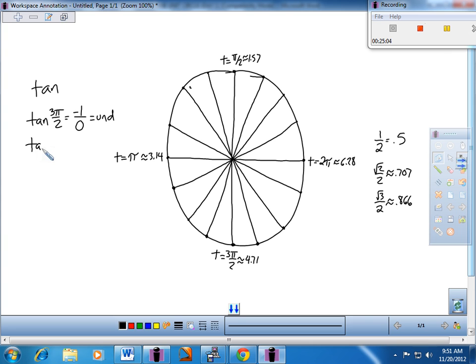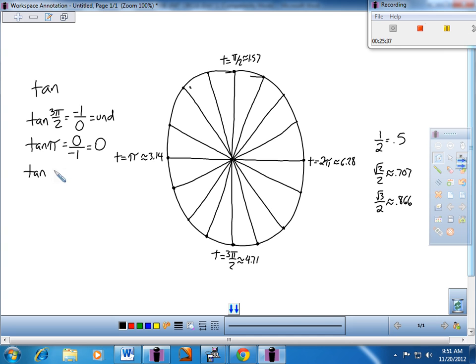Okay, how about this one? How about tangent of pi? So again, let's see pi units right there. Y over x, everybody, really have to envision that point. That point would be negative 1, 0. And so in this case, the y value is going to be 0, and the x value is negative 1. 0 divided by anything, in this case 0 divided by negative 1, is 0. Good?